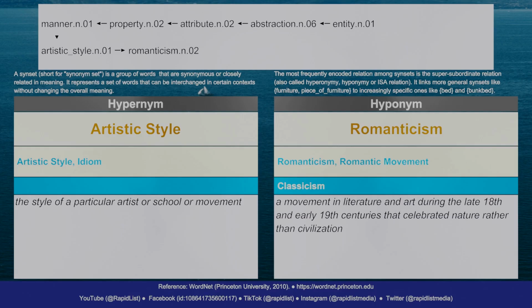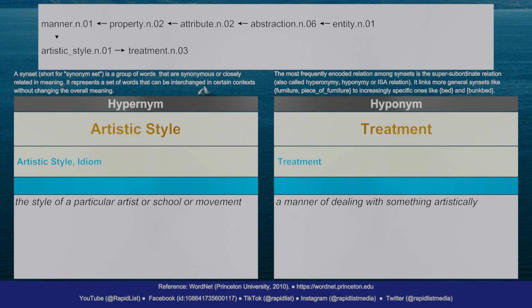Romanticism. A movement in literature and art during the late 18th and early 19th centuries that celebrated nature rather than civilization. Romanticism valued imagination and emotion over rationality. Treatment. A manner of dealing with something artistically. His treatment of space borrows from Italian architecture.